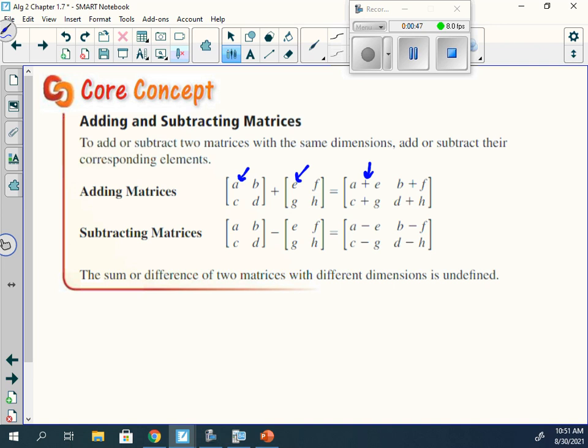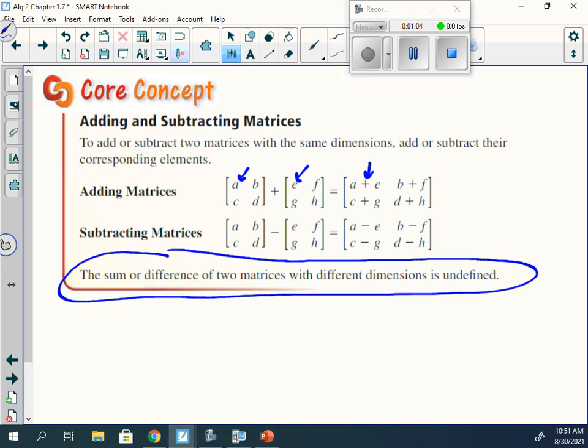The corresponding elements, we either add them together or subtract them depending on the operation. If we're adding the two matrices together, we add the corresponding elements. If we're subtracting the two matrices, we subtract the corresponding elements. Now the big thing is, the sum or difference of two matrices with different dimensions is undefined. It's not possible. We cannot add or subtract two matrices that do not have the same dimensions. They have to have the same dimensions for us to be able to add or subtract.